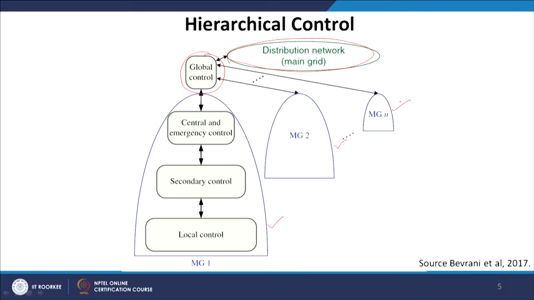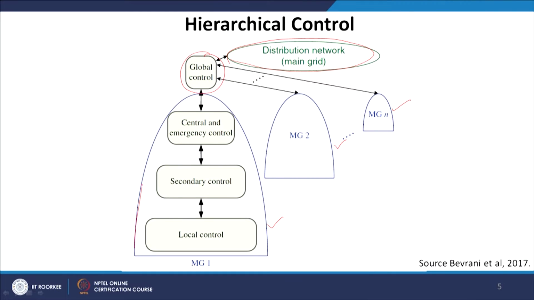Now, how can all those microgrids experience a common control goal? In case of a single microgrid, we will first experience the local control, followed by secondary control, and hence central and emergency control. And this kind of scenario must be repeated at each and every level of the local control, so that all the microgrids connected to my distribution system can operate effectively.